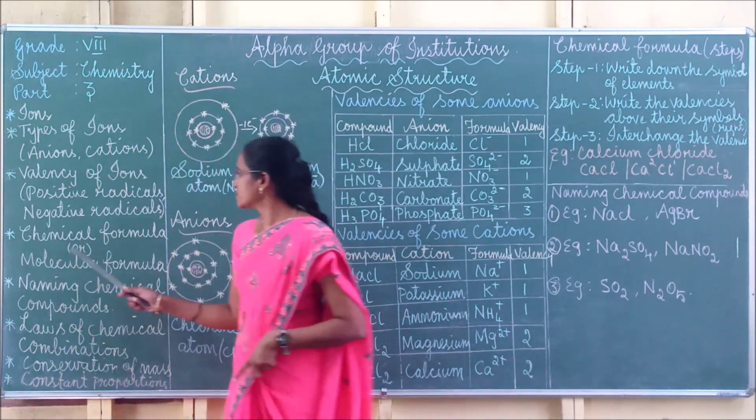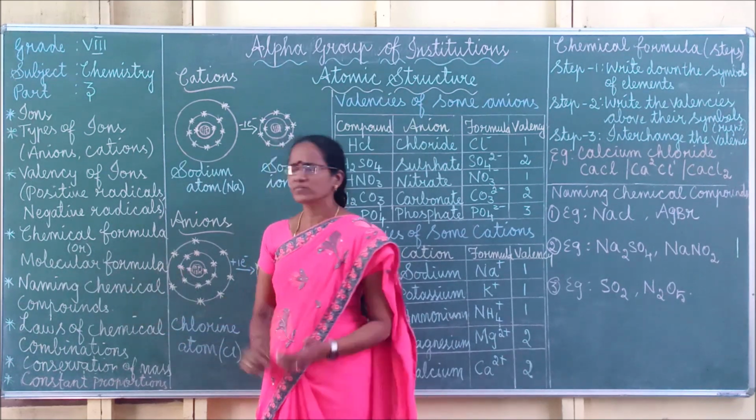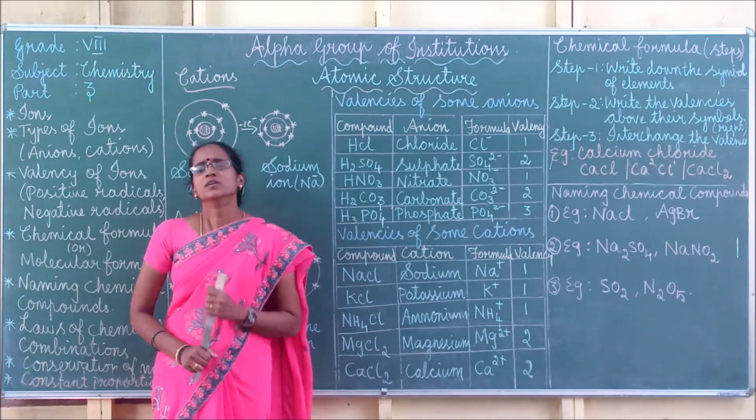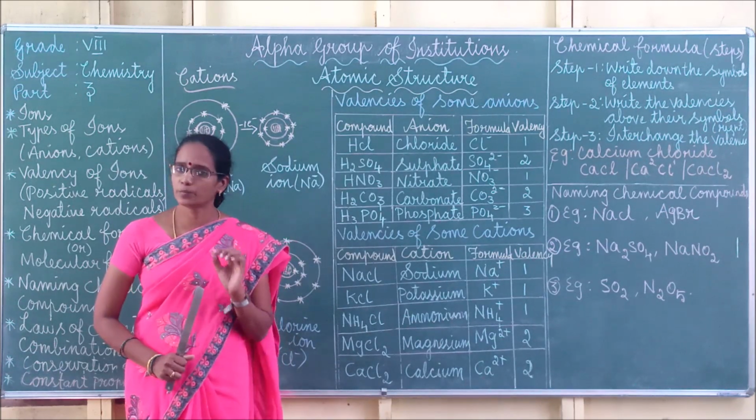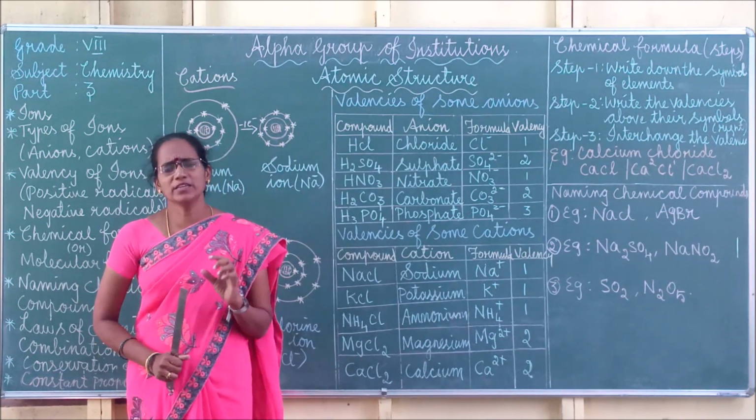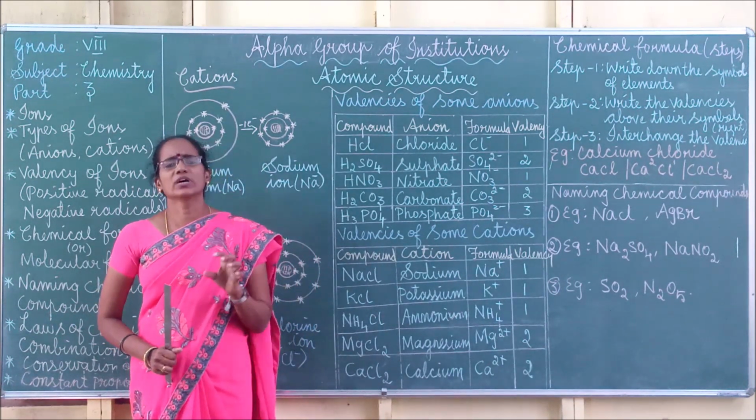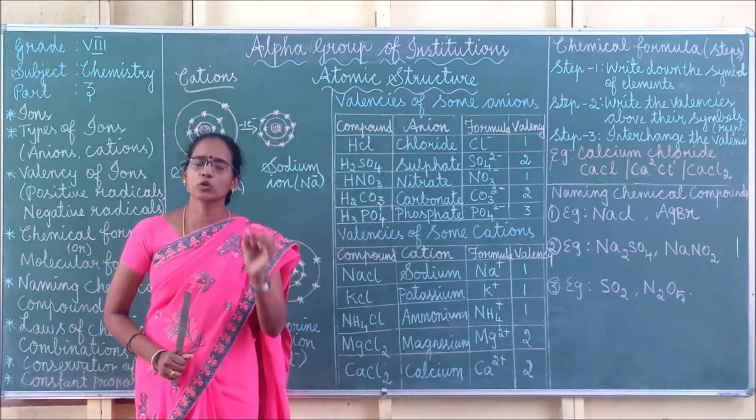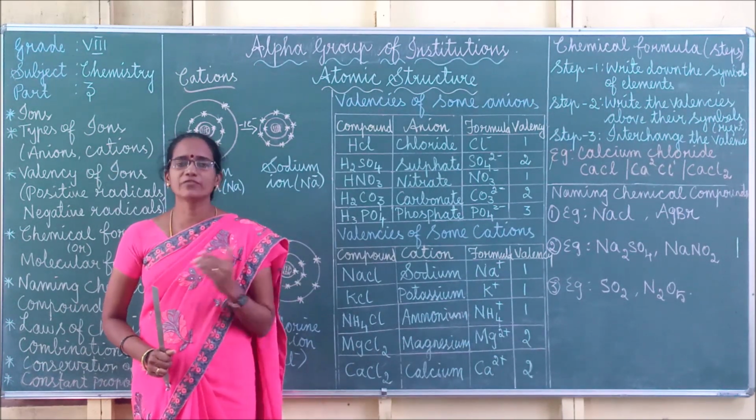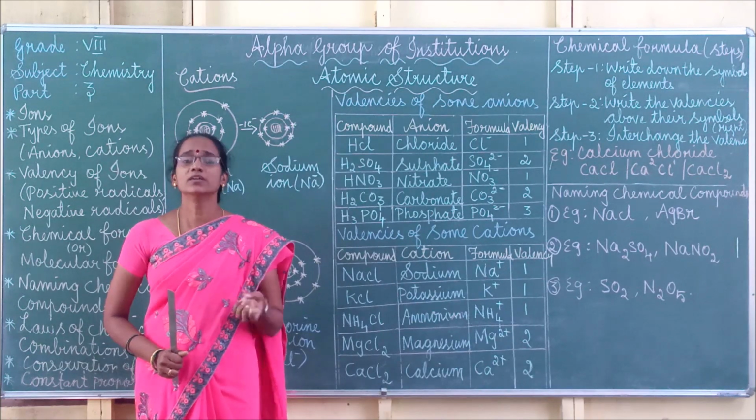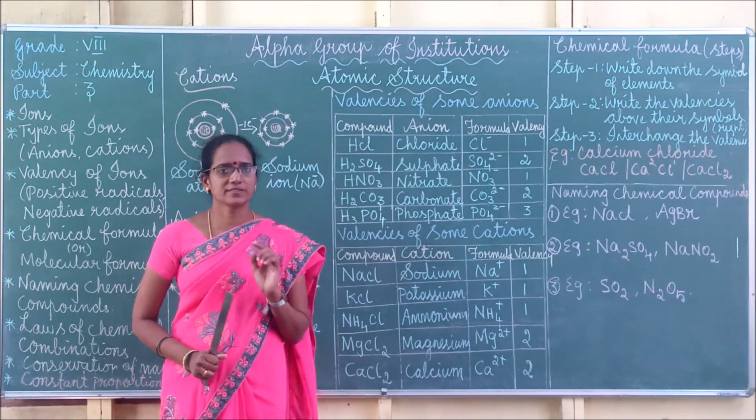Good. So what is the next one? Next we can move to chemical formula or molecular formula. What is meant by chemical formula? A chemical formula is nothing but a shorthand notation of a molecule. It is mainly used to find out the actual number of atoms present in the molecule of a substance, right?